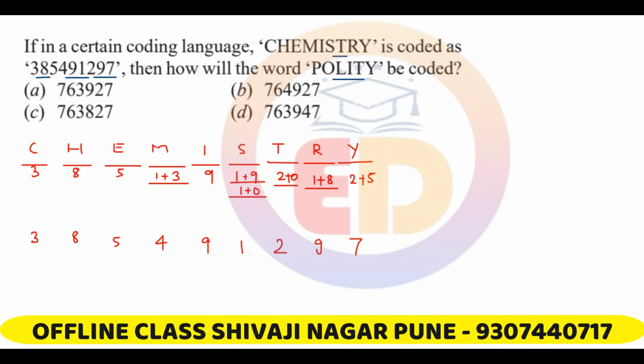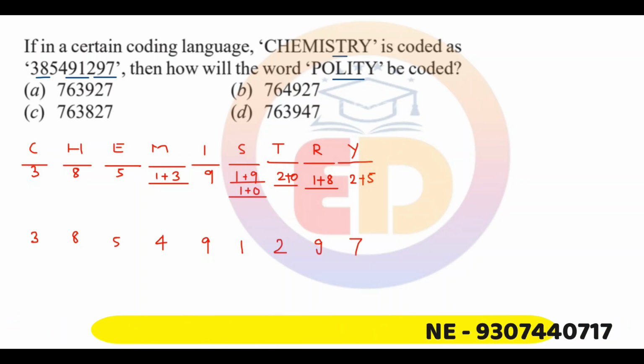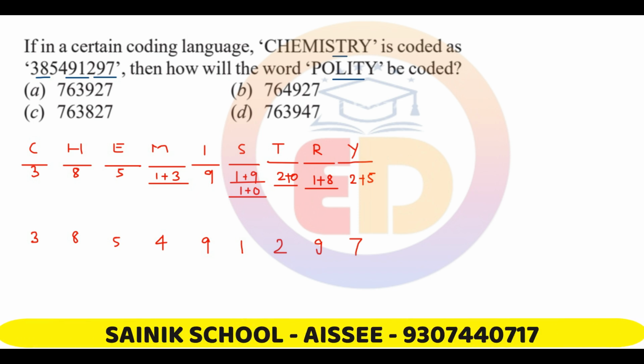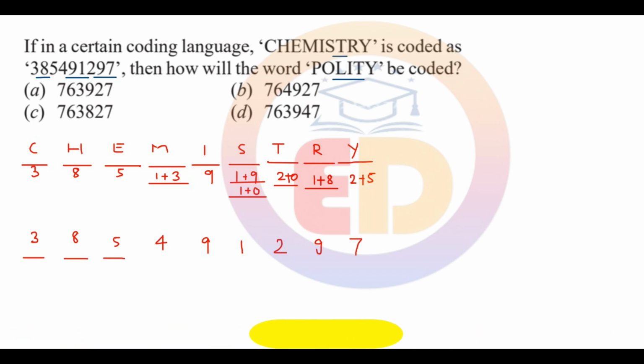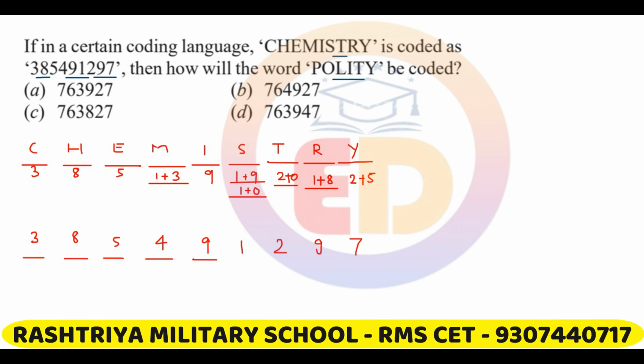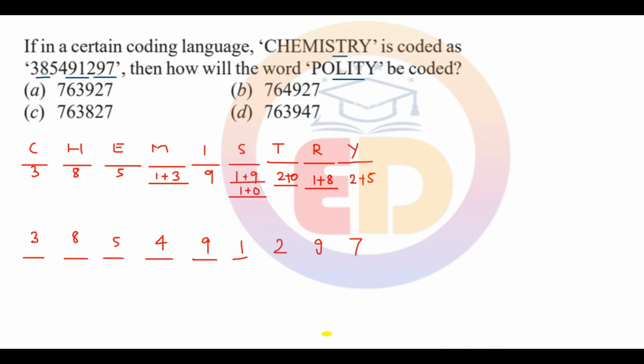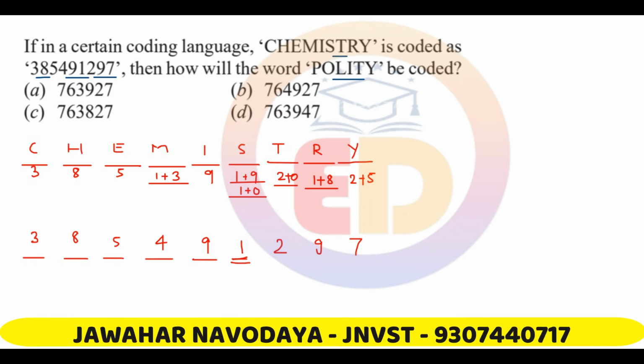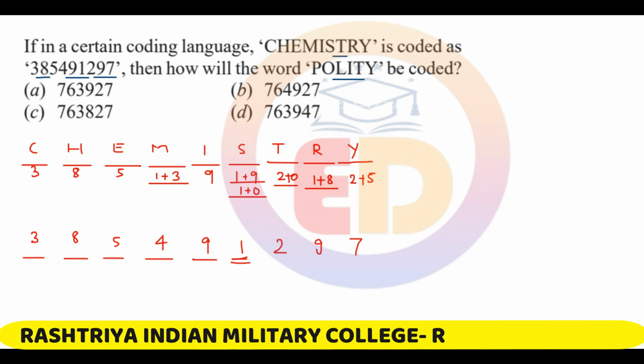So this is how they have done the coding. For a single digit alphabet, they have kept it same. For the 2 digit, they have added the digit until the time they get a single digit. For example, 19, 1 plus 9, 10, 10 is 1 plus 0. So they have kept on adding till they get a single digit number. And that is how they have achieved the code. Let's do the same thing with polity.